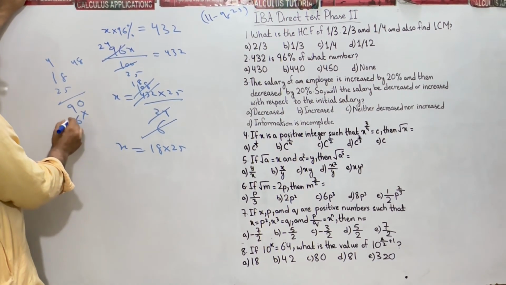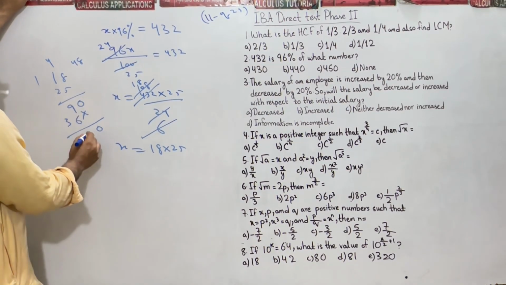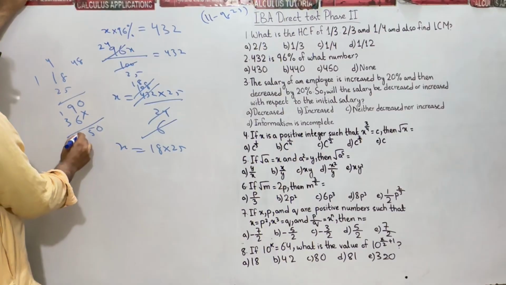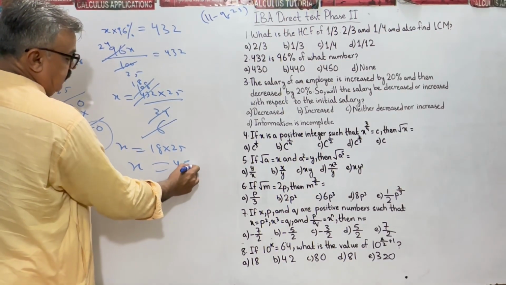2 8s are 16, 6, carry 1. 2 2s are 4, plus the carried 1 is 5. 3 9s are 27... 0 9 6 5, carry 1, 450. So our answer is going to be 450.